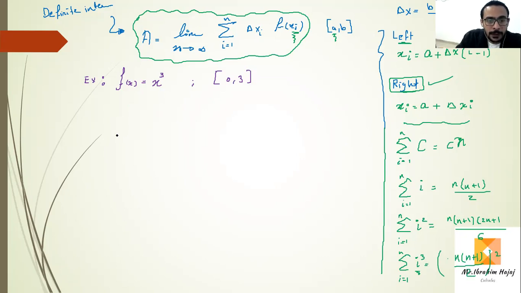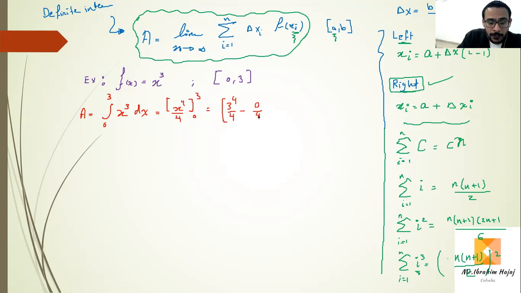So let me first find the area using the normal way, which is integration, the definite integral from 0 to 3 of x cubed dx, which is simply x to the power of 4 over 4. Don't say plus c, there is no c here. There are limits here, from 0 to 3, an upper and a lower limit for this integration.